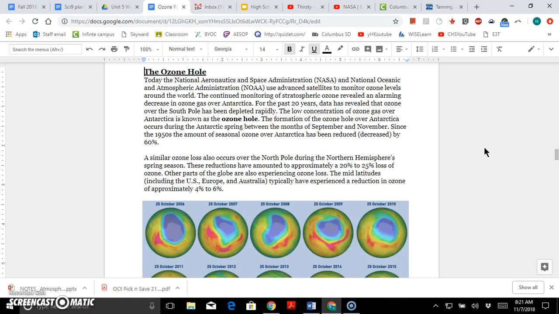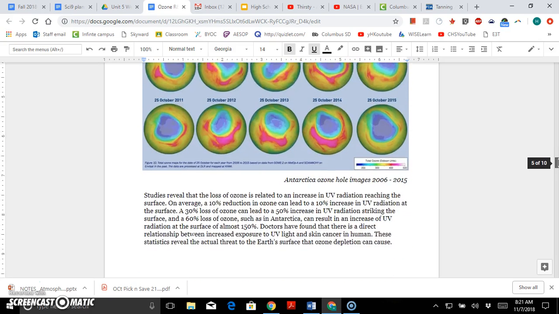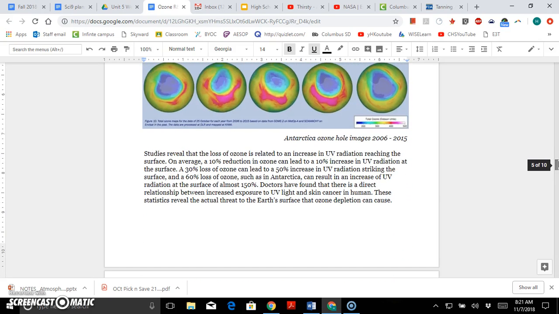Other parts of the globe are experiencing ozone loss. The mid-latitudes, including the US, Europe, and Australia, typically have experienced a reduction in ozone of approximately 4 to 6%. Studies reveal that the loss of ozone is related to an increase in UV radiation reaching the surface. On average, a 10% reduction in ozone can lead to a 10% increase in UV radiation at the surface.